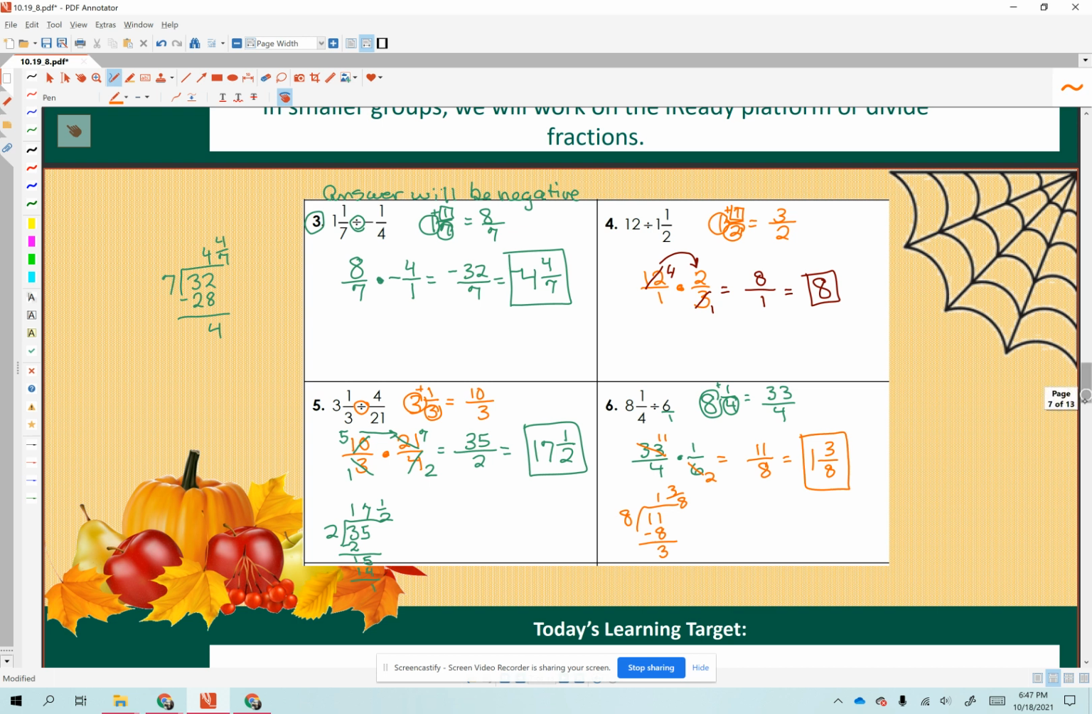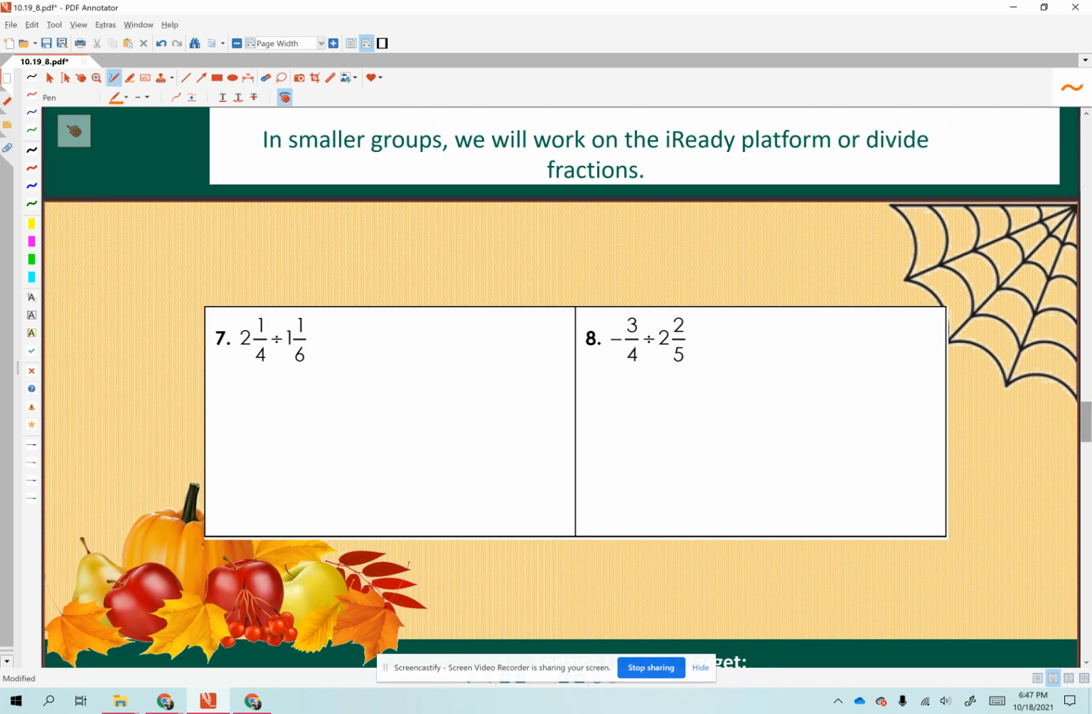Let's move on to number 7. We have 2 1/4 divided by 1 1/6. So we have to convert both of these to improper fractions. First, the 2 1/4. Our denominator will be 4. 4 times 2 is 8, plus this 1 is 9. And then let's convert the 1 1/6 to a denominator of 6. 6 times 1 is 6, plus 1 more is 7.